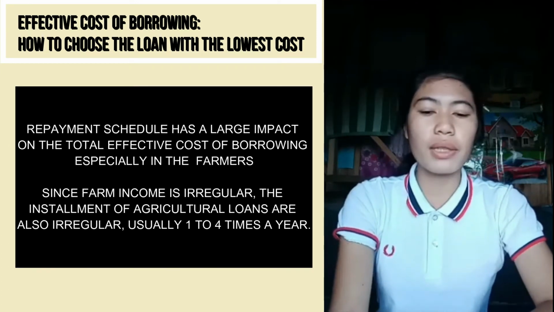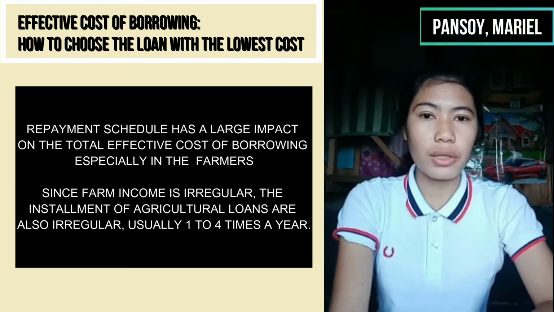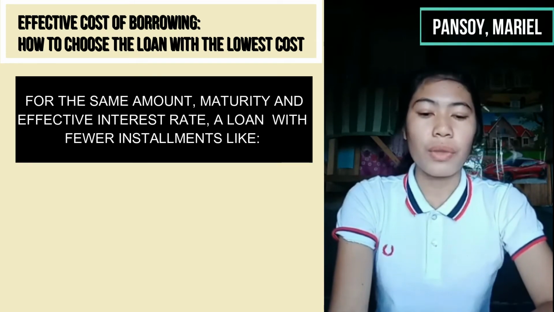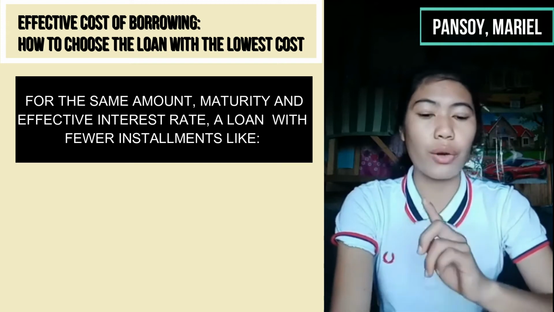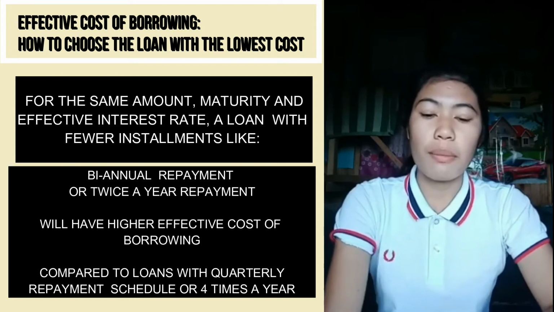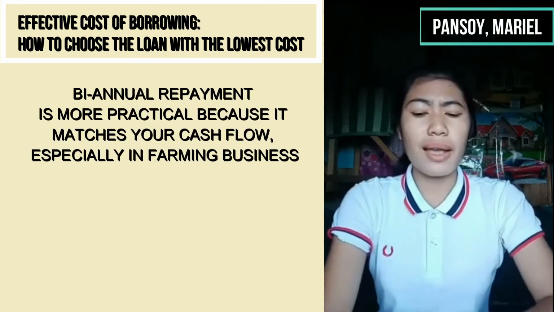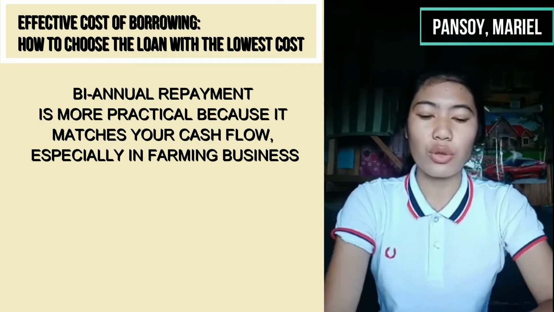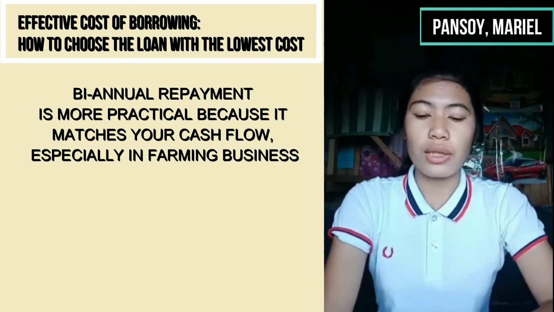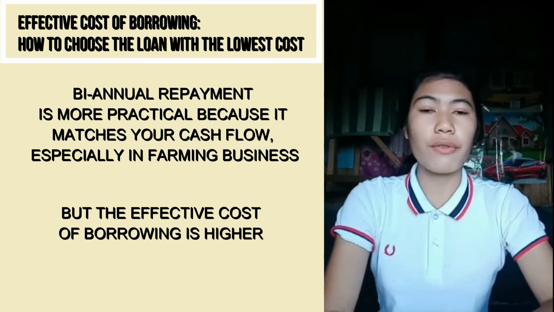Repayment schedule has a large impact on the total effective cost of borrowing, especially for farmers, since farmers' income is irregular, usually 1 to 4 times a year. For the same amount, maturity and effective interest rate, a loan with fewer installments, like biannual repayment schedule or twice a year lang nagbabayad, will have a higher effective cost of borrowing compared sa loan na mas maraming installment like quarterly repayment schedule or 4 times a year nagbabayad. Minsan, mas practical na biannual ang repayment schedule kasi tugma siya sa cash flow mo, lalo na sa farming business. Pero, mas mataas lang talaga ang effective cost of borrowing.